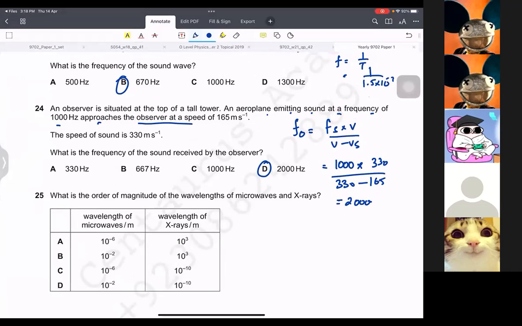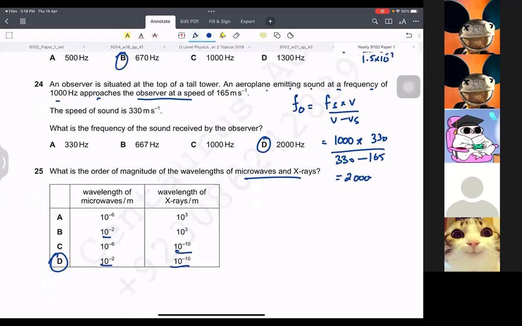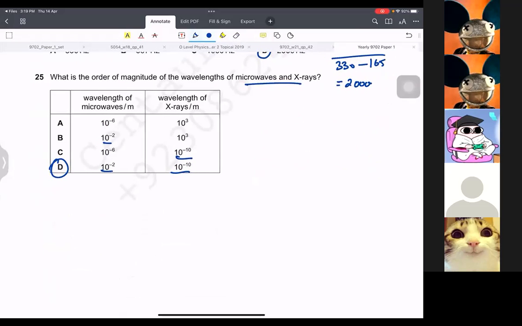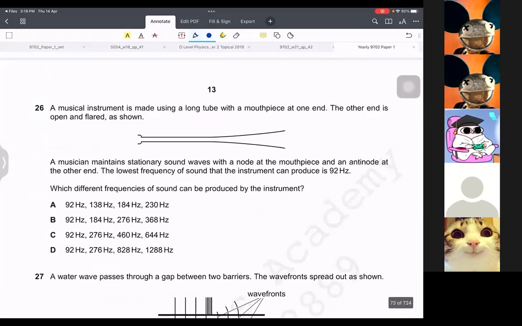Okay, what is the order of magnitude of the wavelength of microwaves? So microwaves fall somewhere here on the wavelengths, and X-rays fall somewhere here. So that has to be the right answer. I mean, this is all rote learning. Please do it.